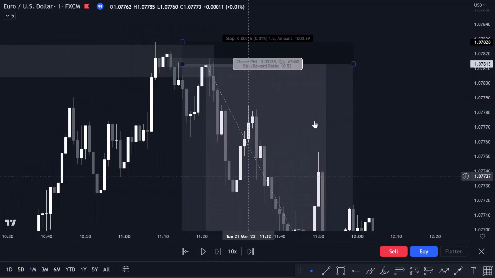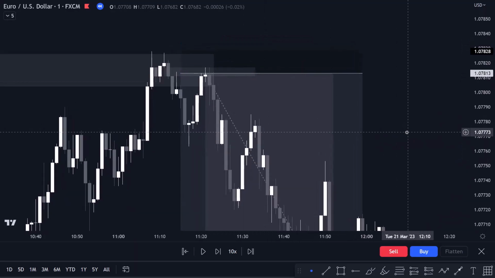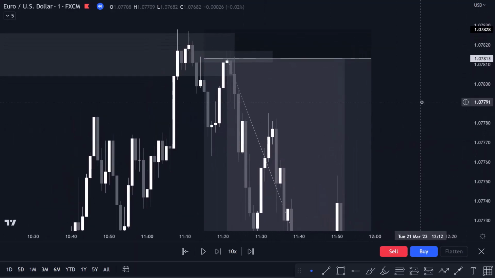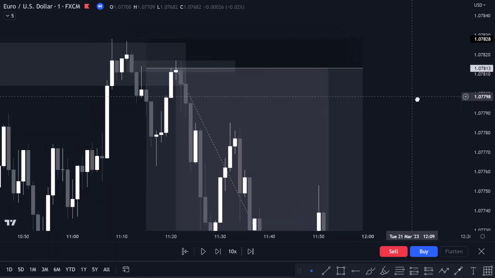So yeah, that's the idea of the entry type. This is not my A+ setup. This is my 80% setup.